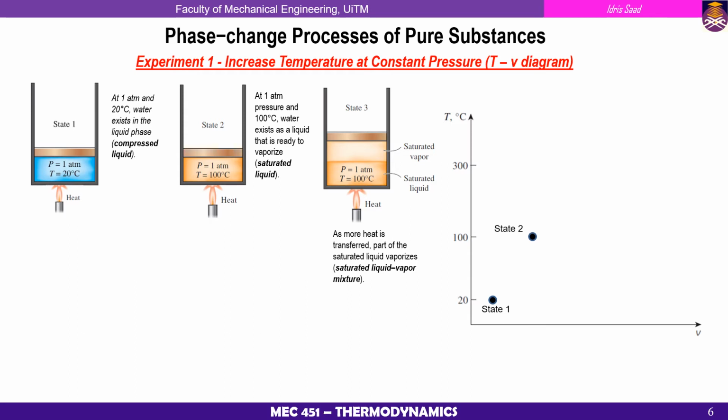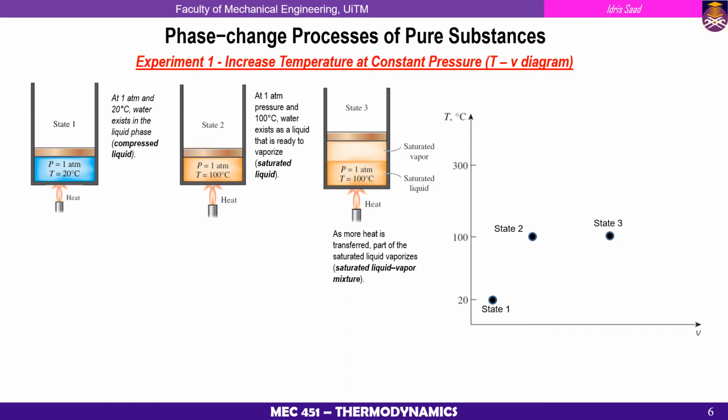These values of pressure and temperature are similar to state number 2. However, the volume of the cylinder has increased a lot to accommodate the steam or vapor that has developed. Now we can plot state 3.